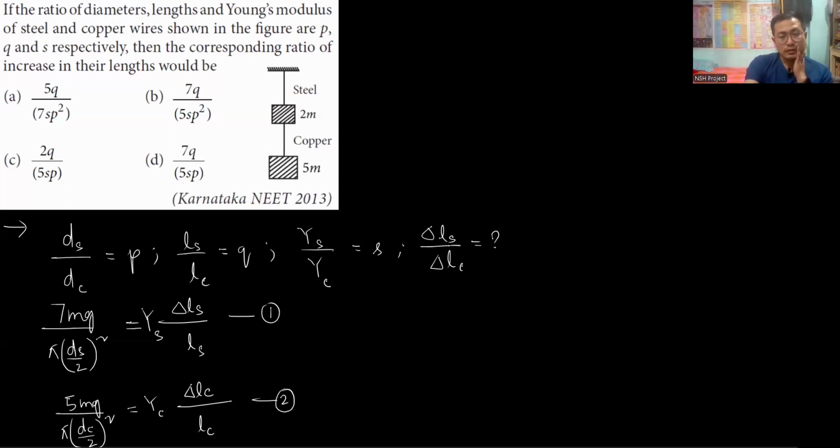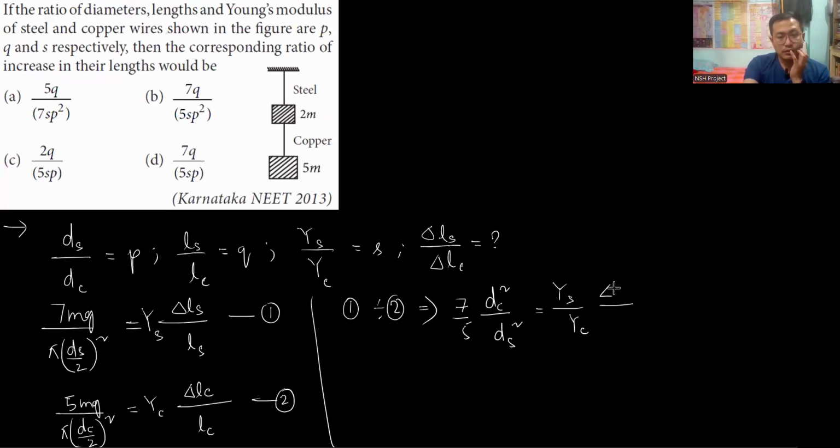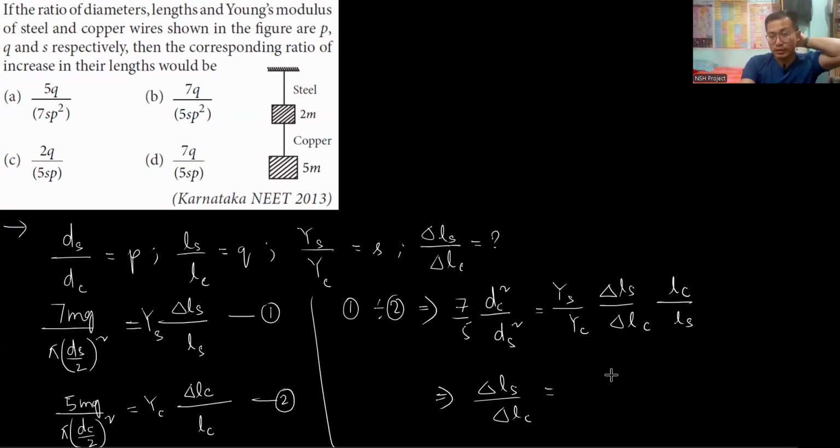This is equation 2. Now we have equation 1 divided by equation 2, which gives 7 by 5. 7 by 5 into d_s square by d_c square is equal to Y_s by Y_c into delta L_s by delta L_c. So now we have delta L_s by delta L_c is equal to 7 by 5 into d_s by d_c.